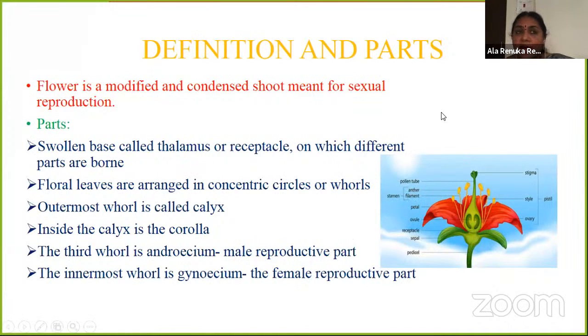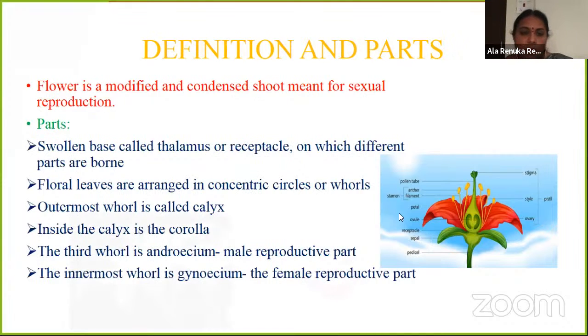Flowers are borne on the axils of the modified leaves called bracts. If bracts are present, the flower is said to be a bracteate flower. Sometimes these bracts fall off during the development of the flower, so bracts will not be seen attached to the flower. These are called ebracteate flowers. And if a flower has pedicel, it is called a pedicellate flower. If the flower is directly attached to the inflorescence axis, that is the peduncle, the flowers are called sessile flowers.